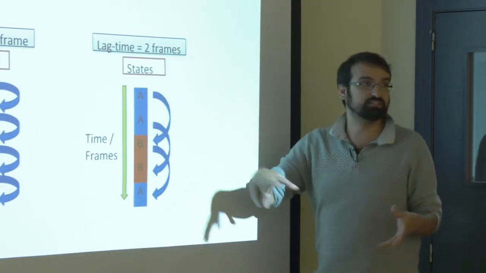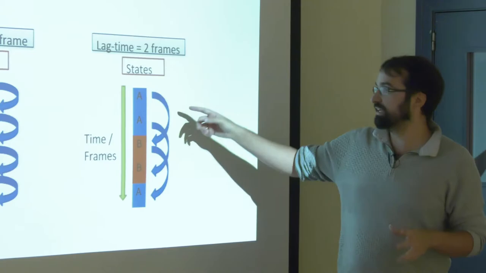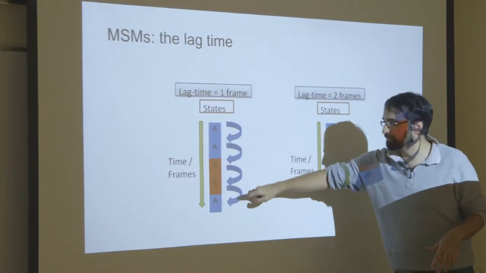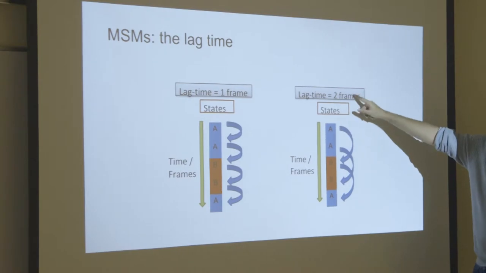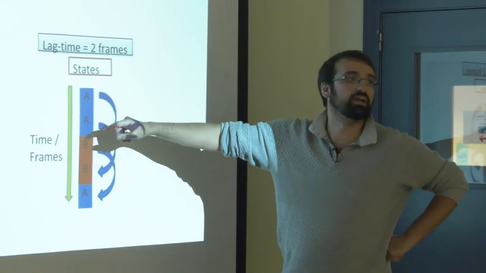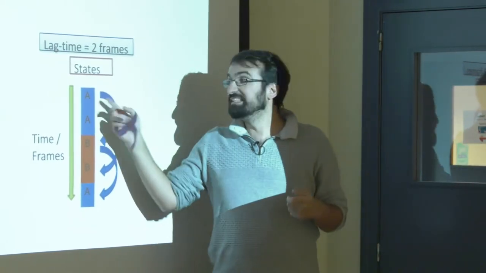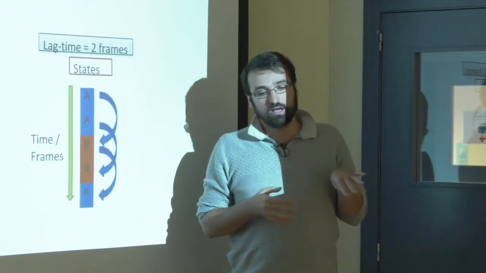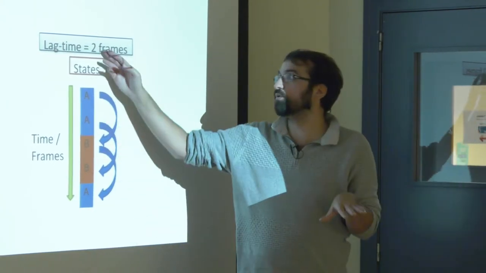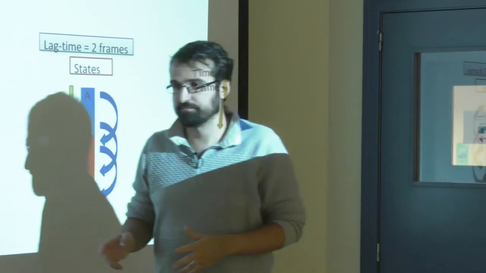And this gives us different Markov models, okay? Because in this case, we are doing a count from A to A, A to B, B to B, B to A, but at two frames, we are doing a two jump. So A to B, so this is skipped, okay? What this means is that slower timescales are getting washed off when we go to higher lag times, okay?